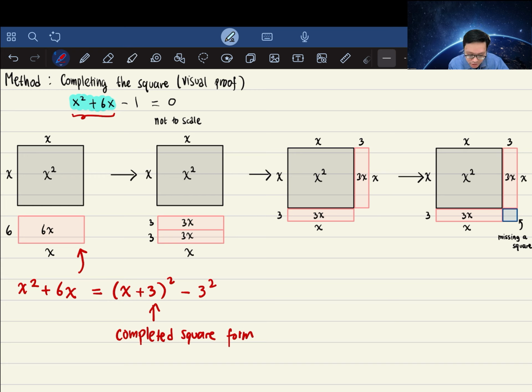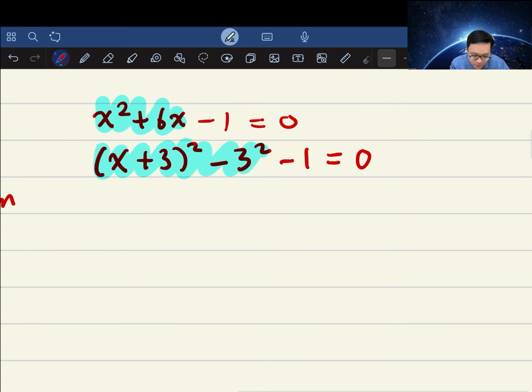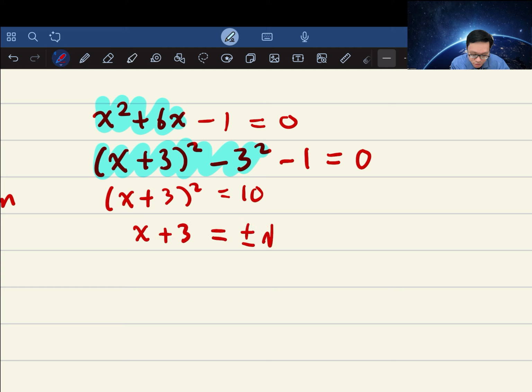So let's go back to our original equation. We have x squared plus 6x minus 1 equals to 0. And we know that this one will be equal to x plus 3 squared minus 3 squared. And then we have extra minus 1 over there equals to 0. So we can solve this. We get x plus 3 squared equals to 10. Now from here, we can take the square root of both sides and we get x plus 3 equals to plus minus square root of 10. So we have x equals to minus 3 plus minus square root of 10.